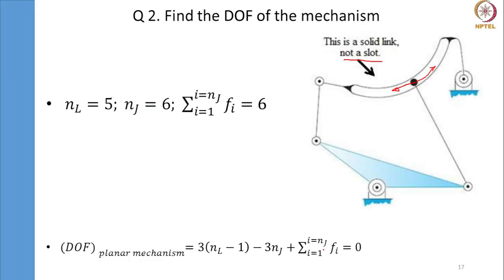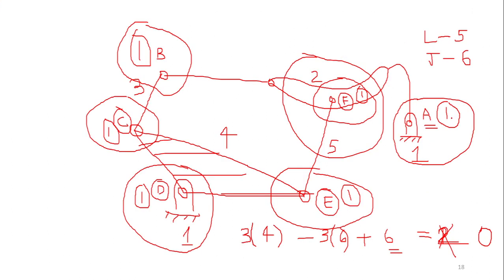Maybe participants are having some questions about the definition of Fi. Fi is the degree of freedom of the ith joint, where i runs from 1 to the number of joints. In this problem all joints have 1 degree of freedom, so we get the summation as 6.